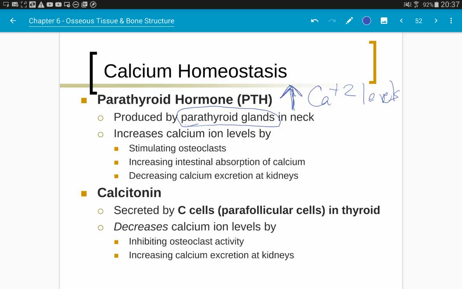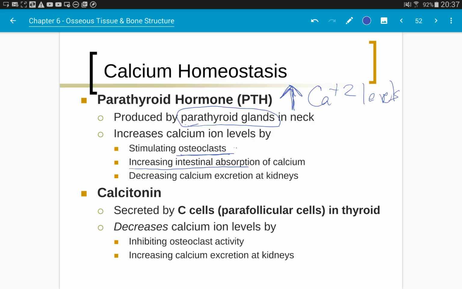And so the three ways that it does that is it stimulates osteoclast activity, which are going to break down bone. It increases intestinal absorption, so you're absorbing more calcium through your digestive tract. And it tells the kidneys to not excrete calcium into your urine. So you're preserving the calcium you have, and you're getting any extra calcium you need directly from your bones.